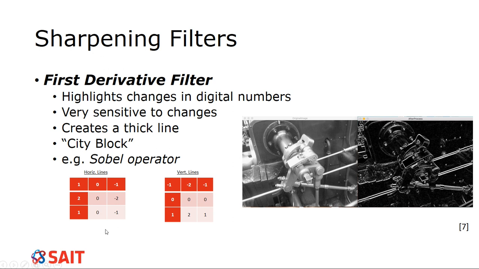So here's an example of what we call a Sobel operator. It has positive values on one side and negative values on the other, and then zeros in the middle. So if you add that all up as if it's a weighted filter, you're going to see that the total comes to 0.